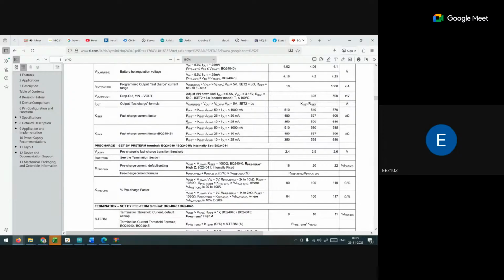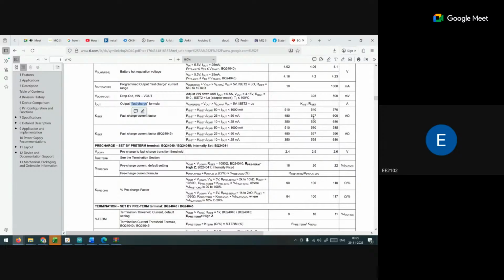Yes, R I set is equal to K I set upon I out. Okay, so what is I out? Fast charge. Okay, so if K I set is given, these are the typical values.